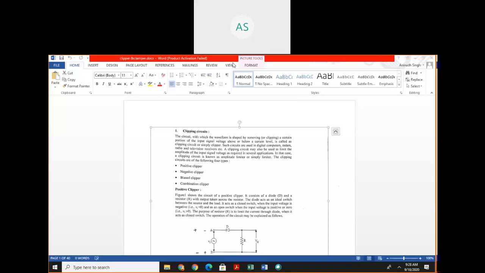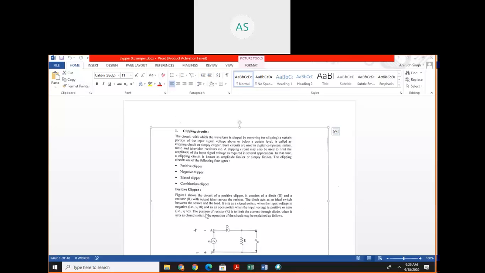Today we will discuss clipper and clamper circuits. A clipper circuit is used to clip off a certain part of the input signal without distorting the remaining part of the input signal. There are different types of clipper circuit: positive clipper circuit, negative clipper circuit, bias clipper circuit, and combinational clipper.